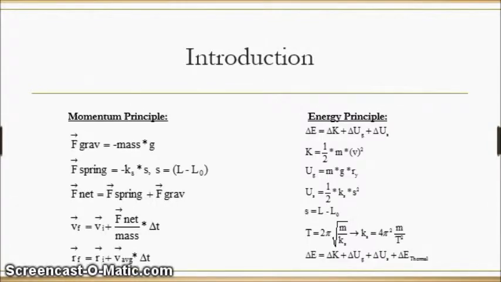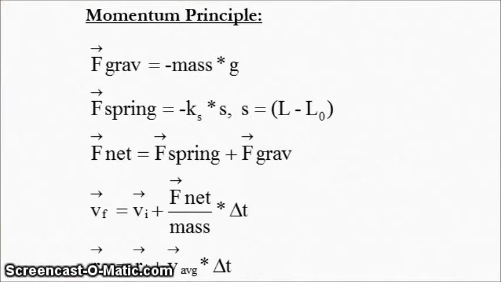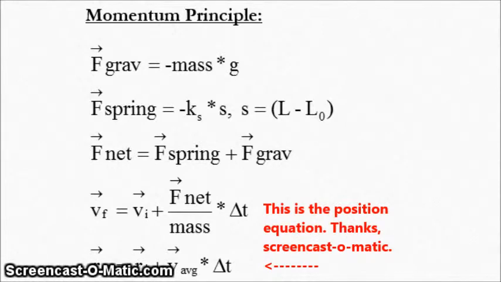While this motion seems to be complicated, we can break it down using some fundamental principles. Let's take a closer look at some of these principles. Here we have the equations for the force of gravity as well as the spring force. The F net equals both the spring force plus the gravitational force, because these are the only objects that are doing work in our system. The final velocity equation and the position equation stem from Newton's second law, which we have learned previously.